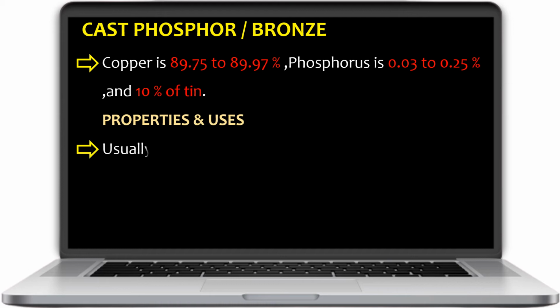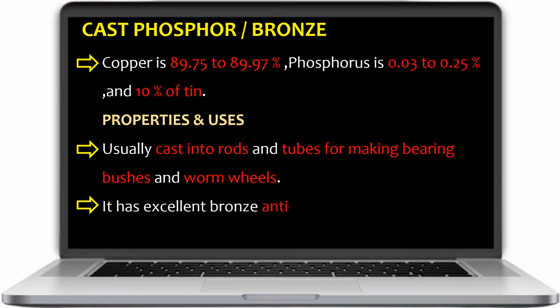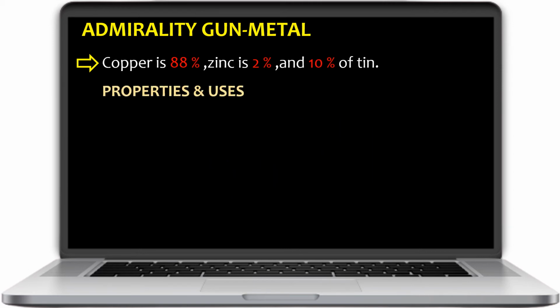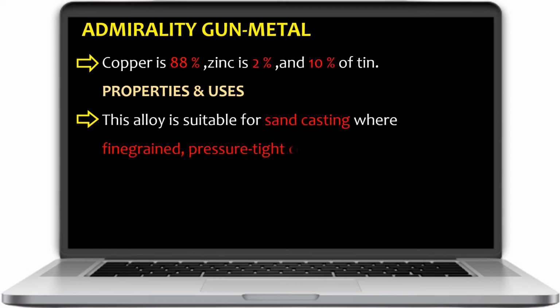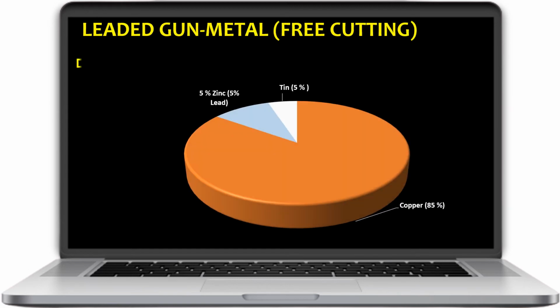It is usually cast into rods and tubes for making bearing bushes and worm wheels. It has excellent anti-friction properties. Admiralty gunmetal. In this alloy metal, copper is 88%, zinc is 2% and 10% of tin. Properties and uses. This alloy is suitable for sand casting where fine-grained, pressure-tight components such as pump and valve bodies are required. Let's see about leaded gunmetal, free cutting.